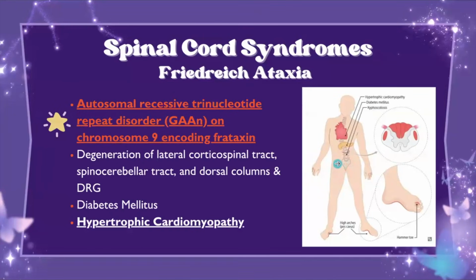Okay, next we have Friedreich ataxia. Now, Friedreich ataxia is an autosomal recessive trinucleotide repeat disorder. Specifically, we're talking about GAA over here, on chromosome 9, that would encode frataxin. Frataxin is an iron-binding protein, and it leads to impairment in mitochondrial functioning when it doesn't work properly.